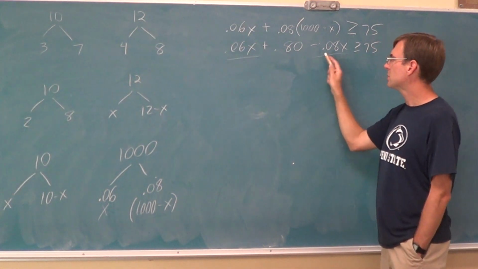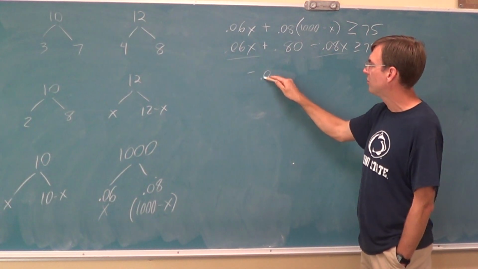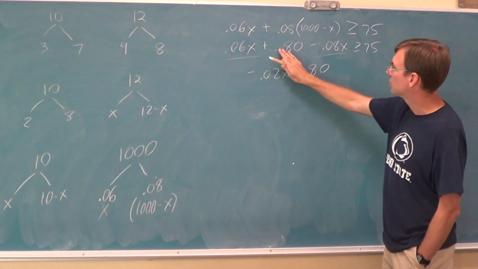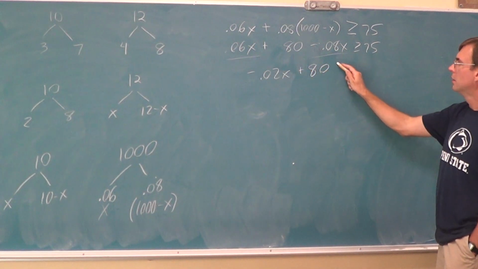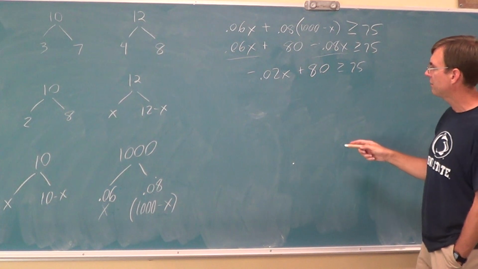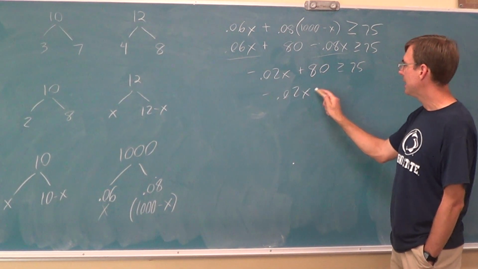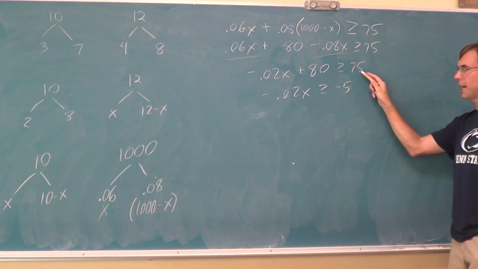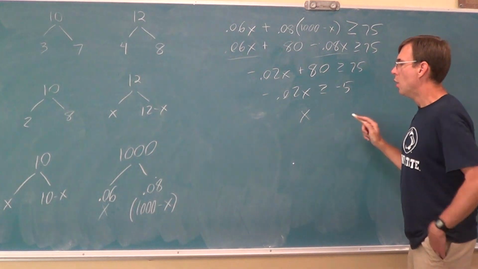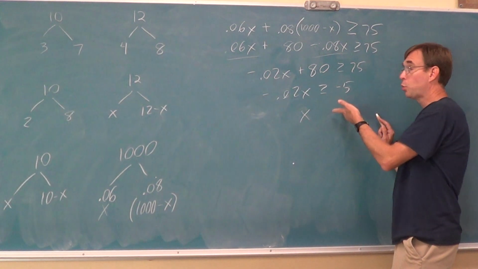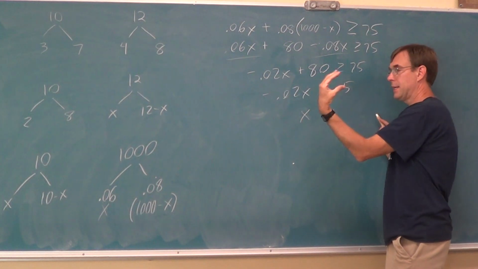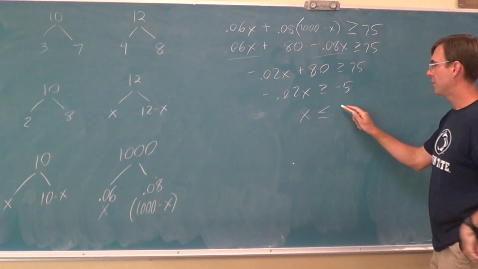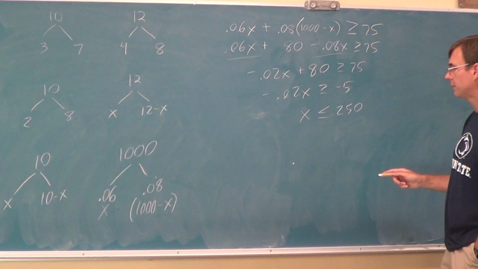We have some like terms. The negative term is bigger, so negative 0.02x plus 80, greater than or equal to 75. Subtract the 80, and we get negative 5 when 75 subtracts 80. When we divide, a negative divided by a negative is positive. But remember, the sign has to turn when we have a negative with the variable, multiplying or dividing. If we do that, we're going to get 250.